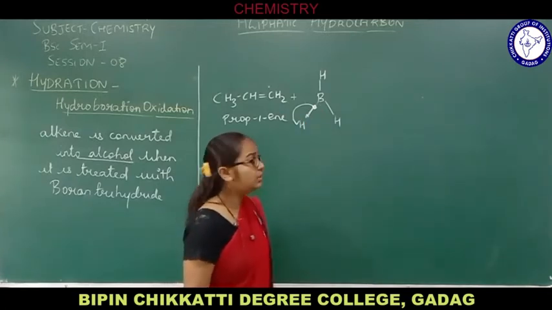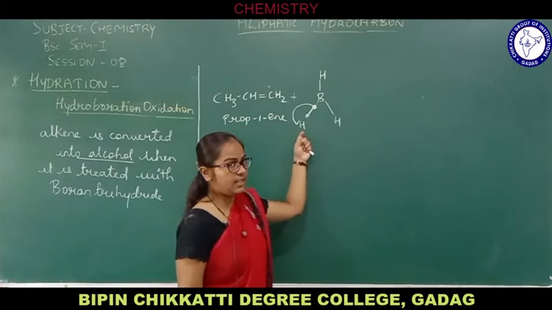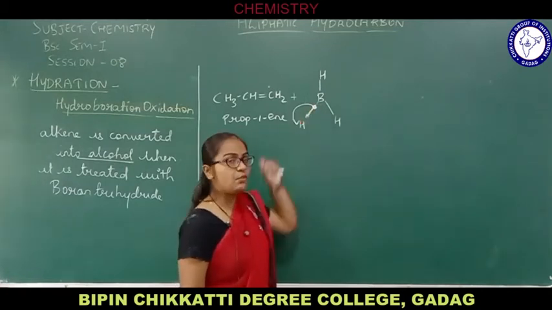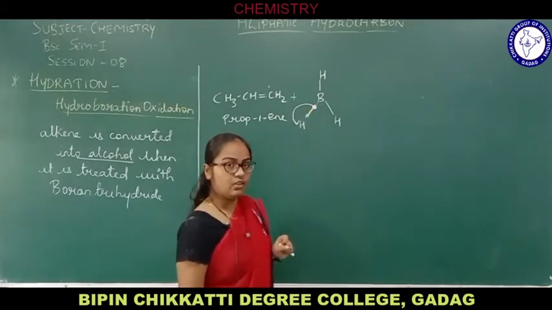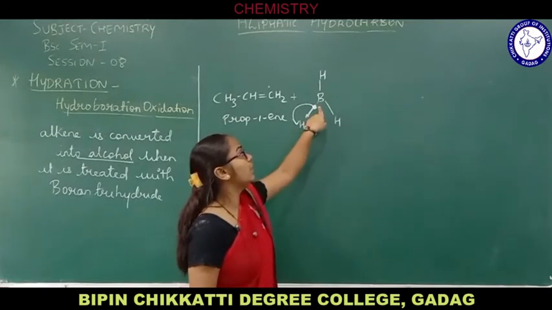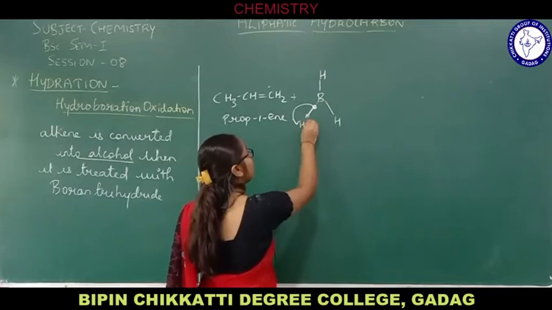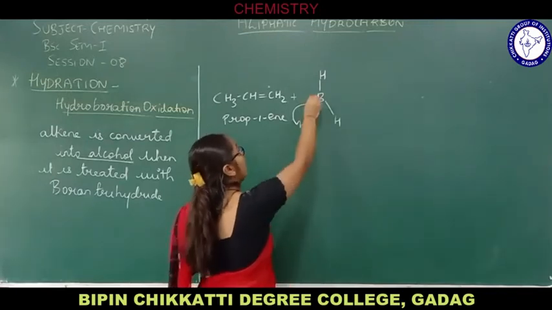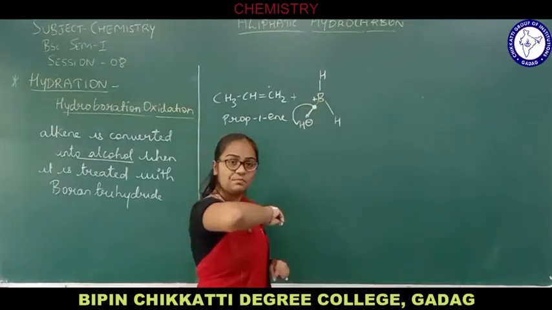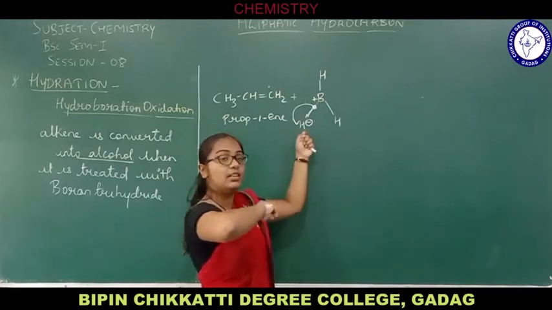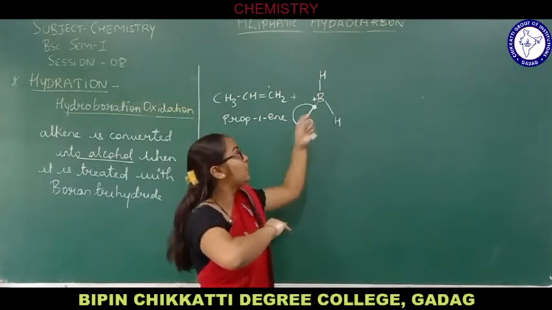Why? Because hydrogen is electronegative, it will try to pull the electrons from the boron towards itself. So here boron will give one electron towards the hydrogen, and thereby the hydrogen will acquire a negative charge and the boron will become positively charged. This is the first step which is happening over here.